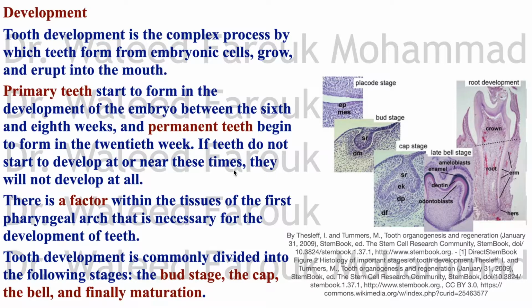In the pharyngeal arch, where the tooth develops, there is a growth factor that stimulates the development process, and the development of the tooth is divided into stages. As you can see here, it starts with a collection of embryonic cells called the placode stage, then passes through the bud stage, the cap stage, the bell stage, and the full maturation stage. This is the process of development.